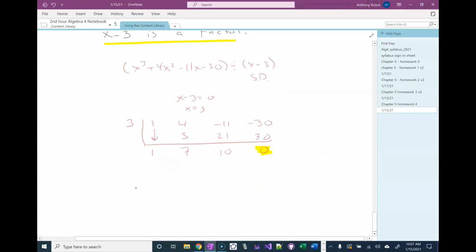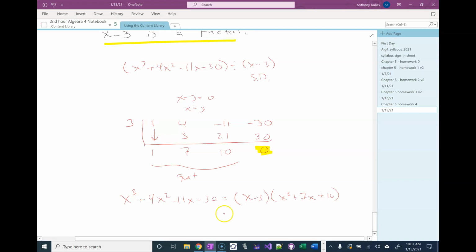So using this, we can say that our partially factored form of this is going to be our divisor times our quotient, which would be x squared plus 7x plus 10. Is everybody okay with that? And then we're just left to try to factor any of the pieces left.